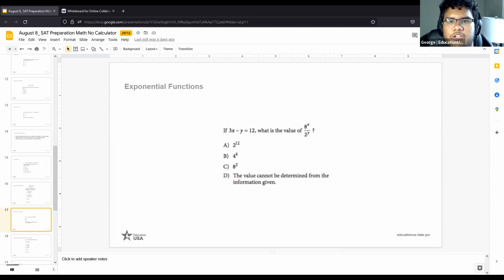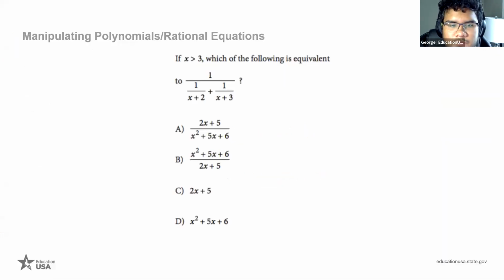So this next one is going to be a bit trickier than the others, but it's okay. It's asking, if x is greater than 3, which of the following is equivalent to this rational function: 1 over x plus 2 plus 1 over x plus 3. This is basically testing the manipulation of polynomials or rational equations. In this case, it's a rational equation. So go ahead and give this a try.